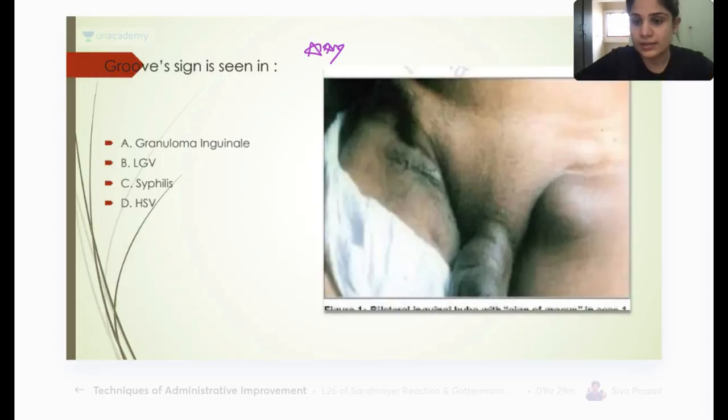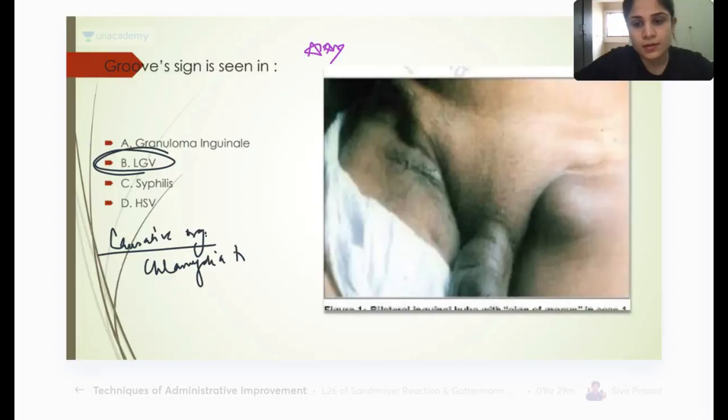Only 61% of you have answered this correctly. This is very, very easy. This is lymphogranuloma venereum. In lymphogranuloma venereum, can you tell me what is the causative organism? The causative organism is Chlamydia trachomatis. And here you will get your original bubo sign, not the pseudo bubo. Now what is happening over here?